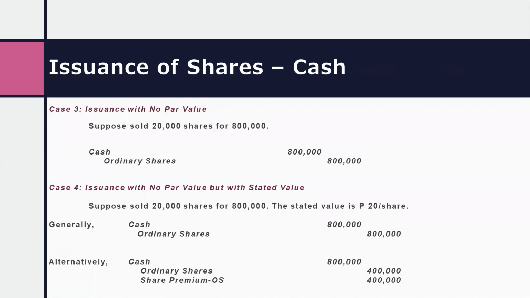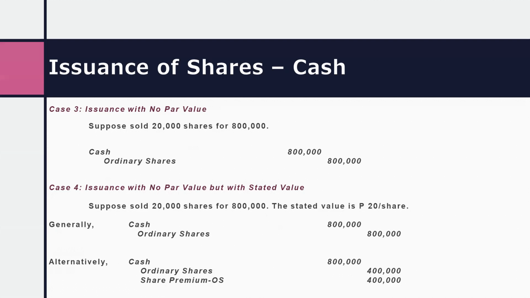Okay, next we have case 3. What if the stock or the share has no par value? So example here, suppose nahalinan ka ng 20,000 shares for 800,000 pesos. So if that's the case, kapag wala siyang par value, tas wala ring stated value yung no par value share, so lahat ng consideration natin, i-credit natin lahat sa share capital. So in this case, debit ka ng cash, 800,000, credit ka ng ordinary shares, 800,000.